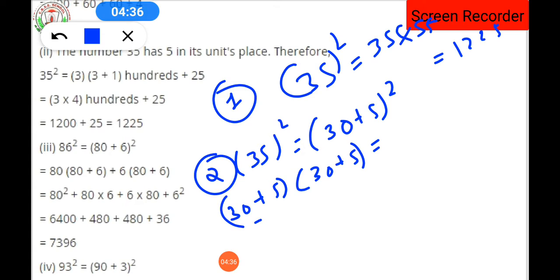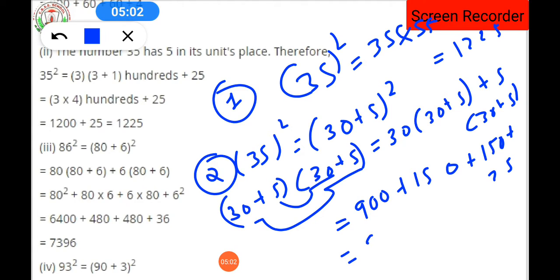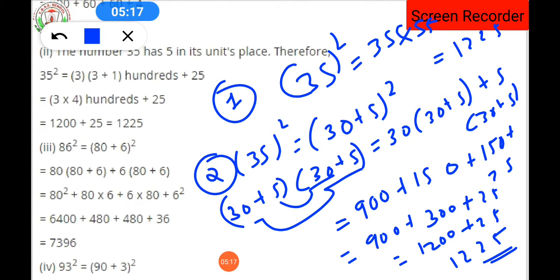Now multiply the number 30 with these two numbers and 5 again with these two numbers. So 30 will be multiplied with (30 plus 5) and plus 5 will be multiplied with (30 plus 5). Okay, so here 30 into 30 will become 900, plus 30 into 5 will become 150, plus 150, plus 25. So 900 plus 150 plus 150 is 1200, plus 25. So 1225 is the required answer.